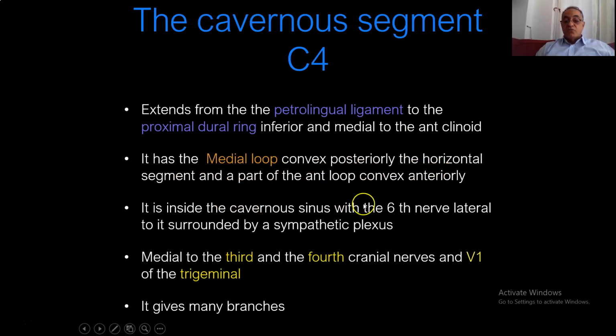It is inside the cavernous sinus with the sixth nerve, lateral to it, surrounded by the sympathetic plexus. So the carotid artery is present inside the cavernous sinus with the sixth nerve. But the oculomotor, the trochlear, and V1 are present in the lateral wall. The cavernous carotid artery and the sixth nerve pass inside the cavernous sinus, with a sympathetic plexus around the cavernous carotid, what we call the deep petrosal nerve, as we'll see. And the carotid in the cavernous sinus is medial, as we said, to the third, fourth, and V1, which pass in the lateral wall of the cavernous sinus. And in the cavernous segment, it gives many branches.